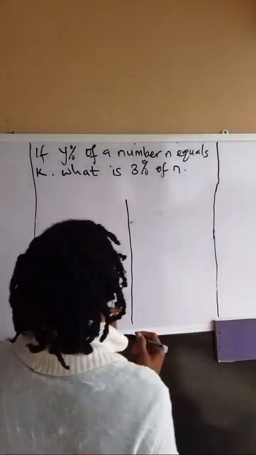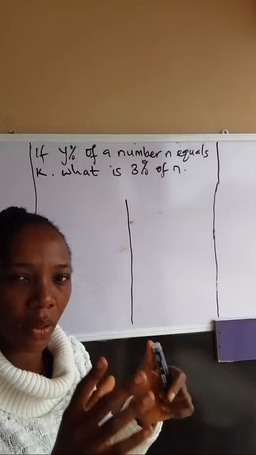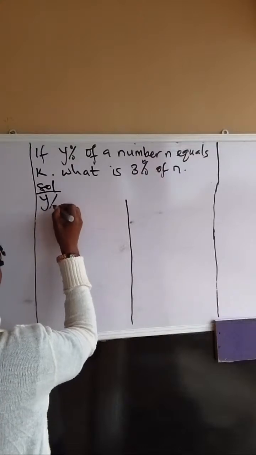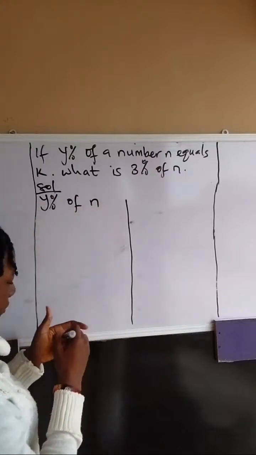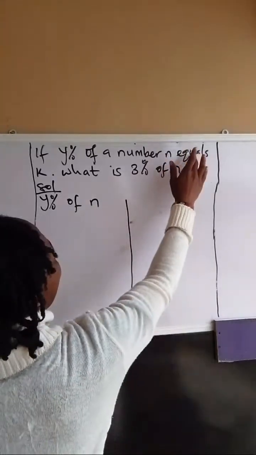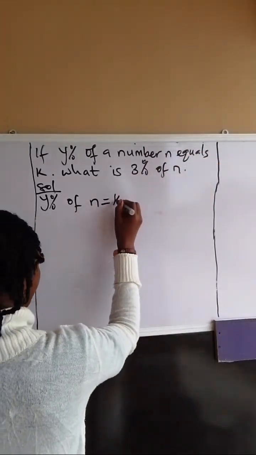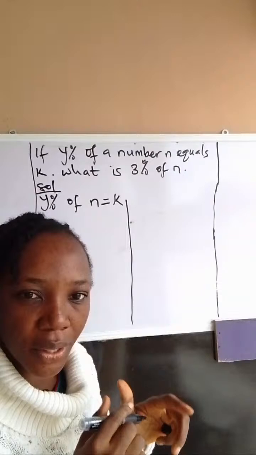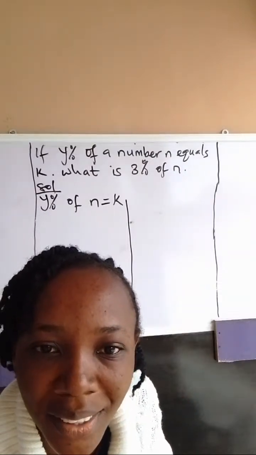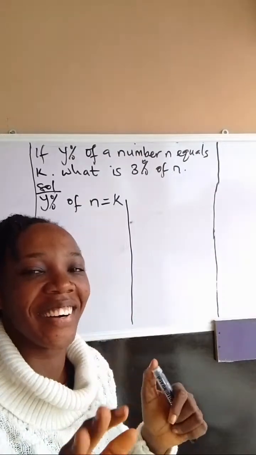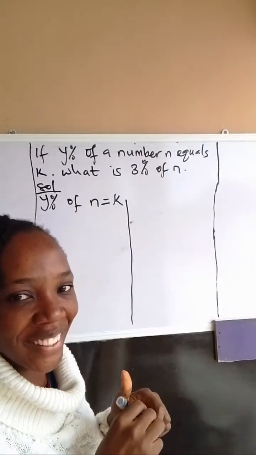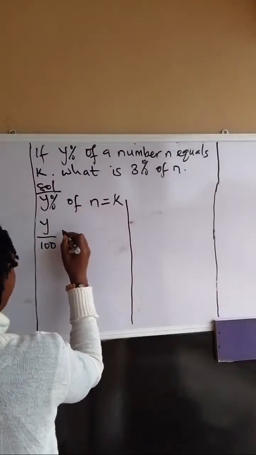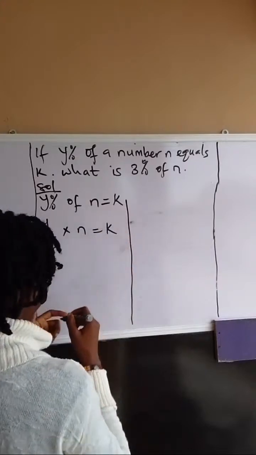All right, so y percent of a number n. First of all, we interpret the question: y percent of n equals k. Now, what is y percent? Y percent means y over what? 100. Someone said, I hate those percentage questions, they always mess me up. Don't worry, this one won't mess you up. Just follow me. So y over 100 times n equals k.